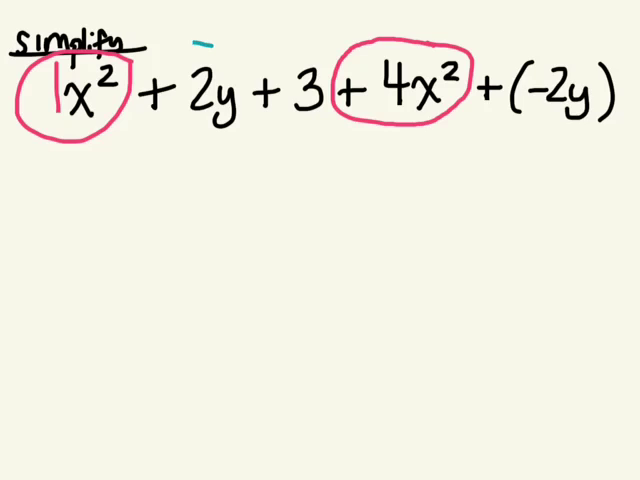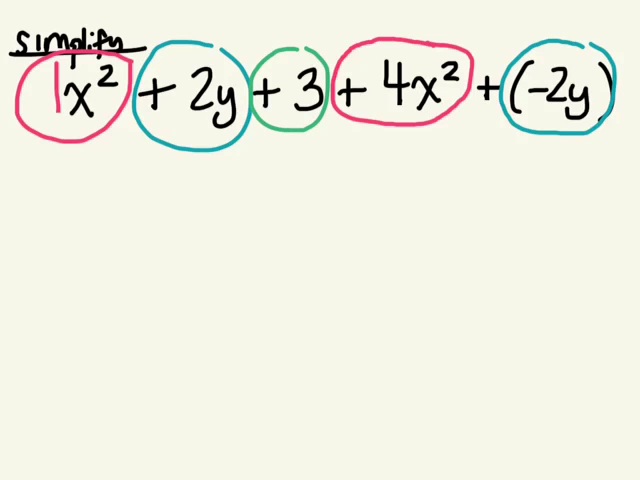I have positive 2y. Are there any other terms that are like 2y? Anjali? A negative 2y. Good. Okay, and we have one other term in this expression. What is it? Positive 3. Can it go with anything? No. So we're going to rewrite this with all of the terms put together, okay?